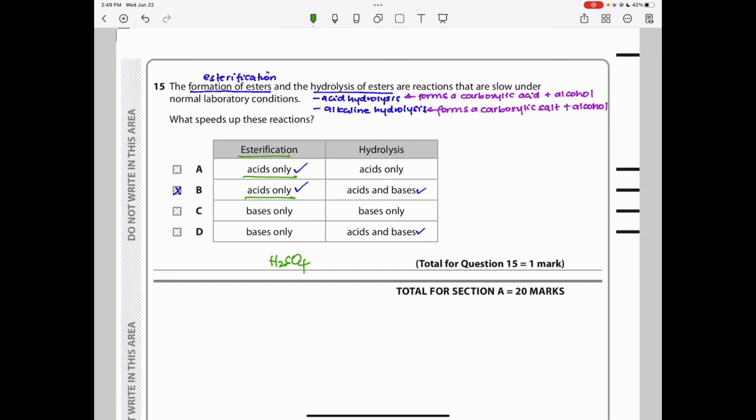However, hydrolysis of an ester we can do two ways. We can do acid hydrolysis, whereby we form a carboxylic acid and an alcohol, or we could do alkaline hydrolysis with sodium hydroxide, where we produce a carboxylate salt and an alcohol. So it means for hydrolysis we can do either acid hydrolysis or alkaline hydrolysis. That is why the answer here should be B.